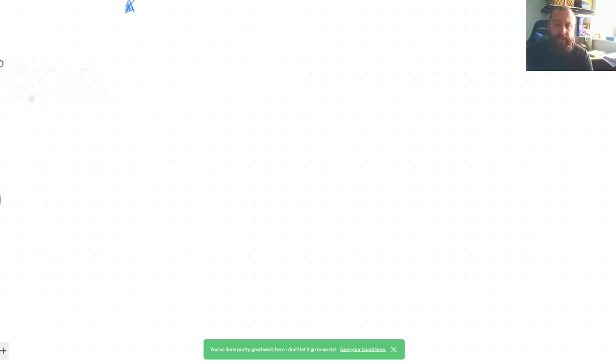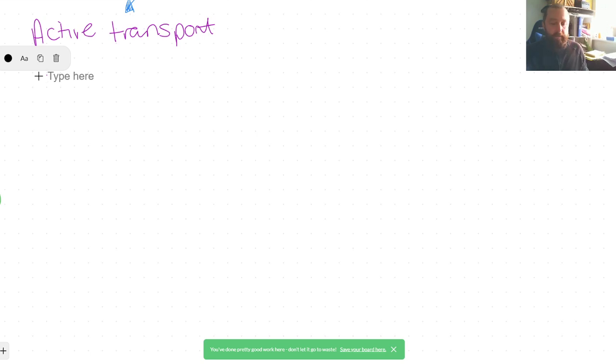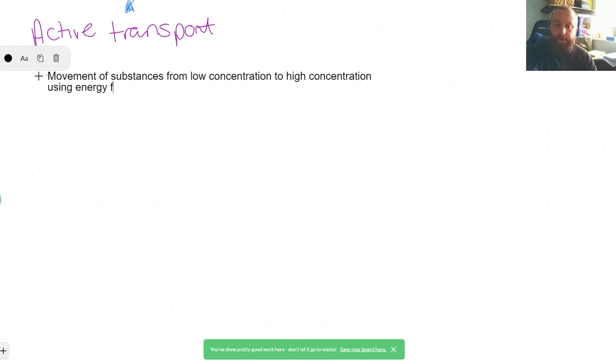Right, final one is active transport. And I'll type this one again as well, just because it's a little bit quicker. So, we're looking at movement of substances from low concentration to high concentration using energy from respiration.